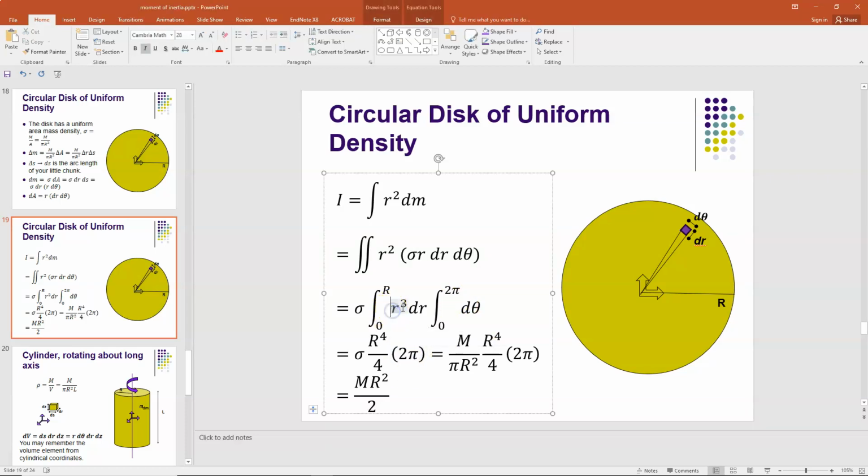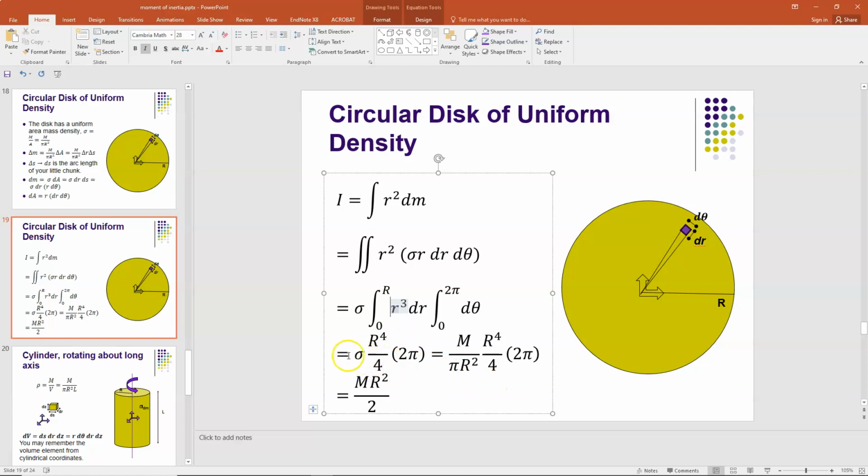Now the integral of r cubed dr is 1/4 r to the 4th. And if you evaluate that from 0 to big R, you end up with big R to the 4th over 4 minus 0, which is just big R to the 4th over 4. So that leaves us with our double integral being I is equal to sigma times big R to the 4th over 4 times 2 pi.